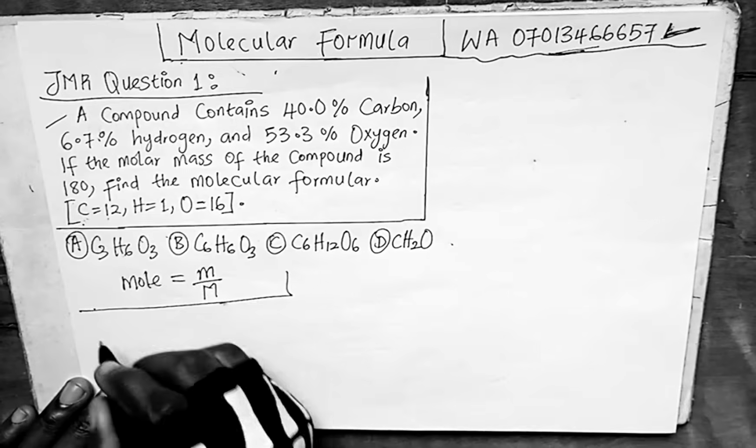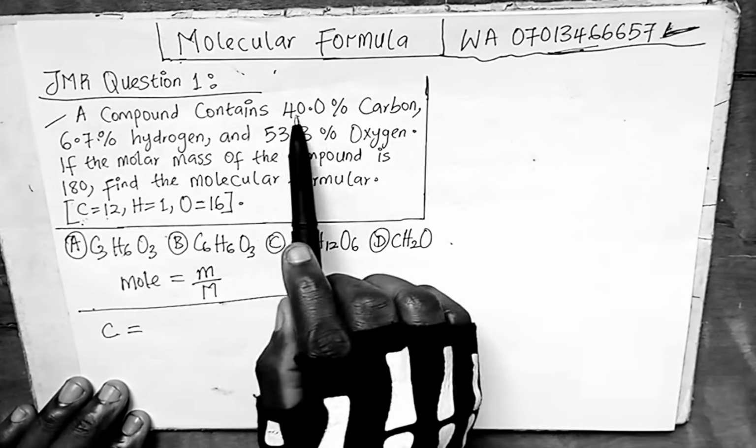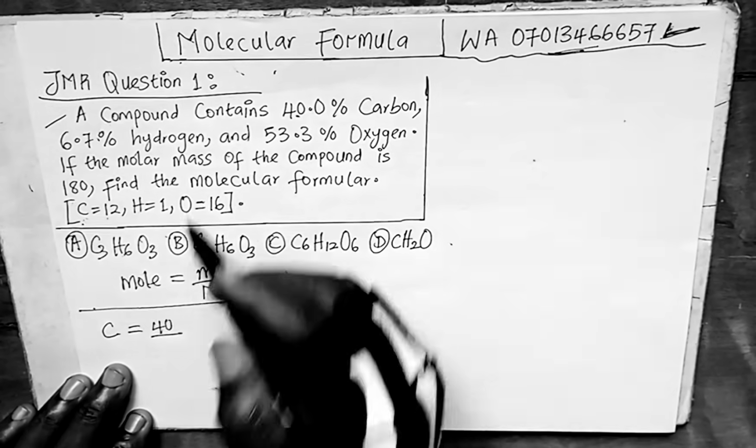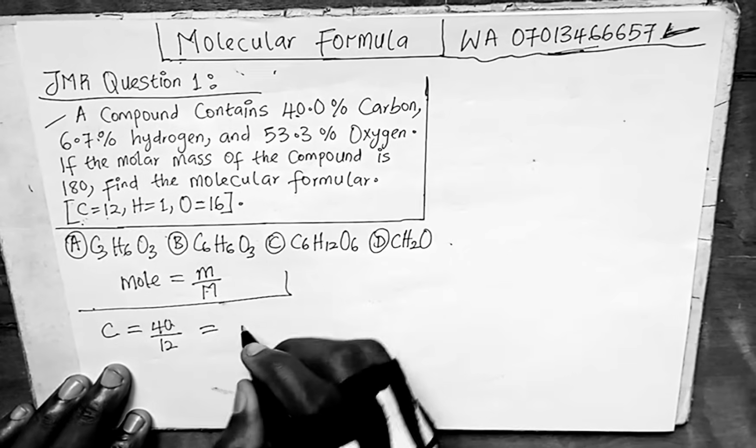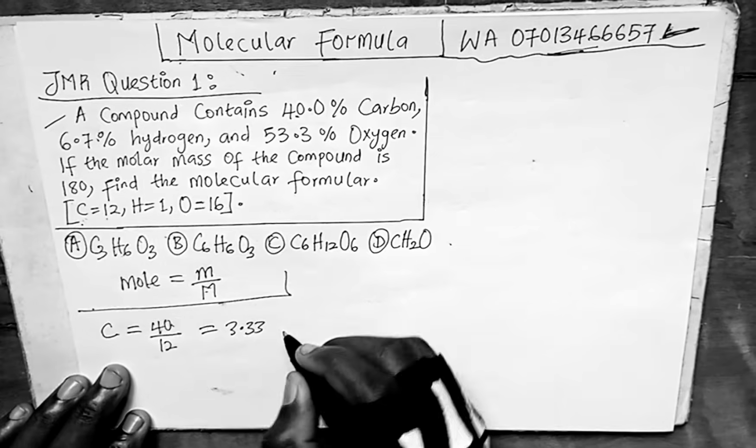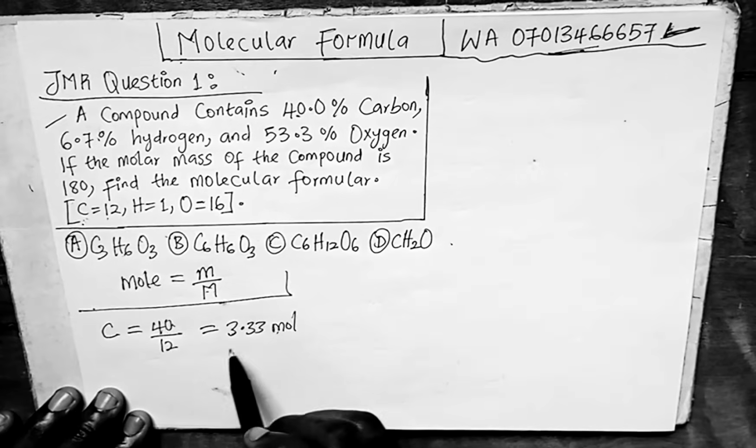Let's go. The first is carbon. C is equal to what? What's the percentage given for C? 40%. So we put 40 over the molar mass. What's the molar mass? 12. And when you divide this, it's going to give you 3.33 mole. So the mole of carbon is 3.33 mole.